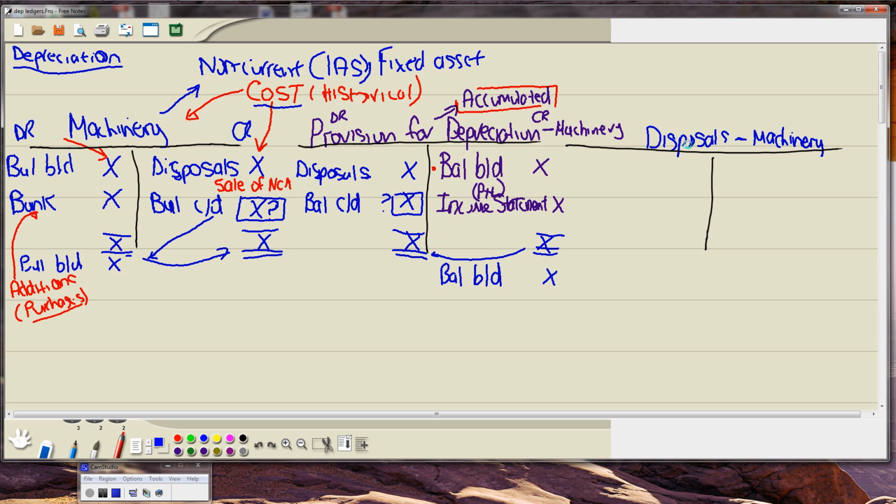So let's look at the journal. Remember, the journal is the list of double entries that you might make. Machinery is credited, so disposals is debited. So in this case, DR is this side, CR is this side. Debit just means left, credit just means right. So disposals, you're going to make the debit entry, and this is going to be machinery.